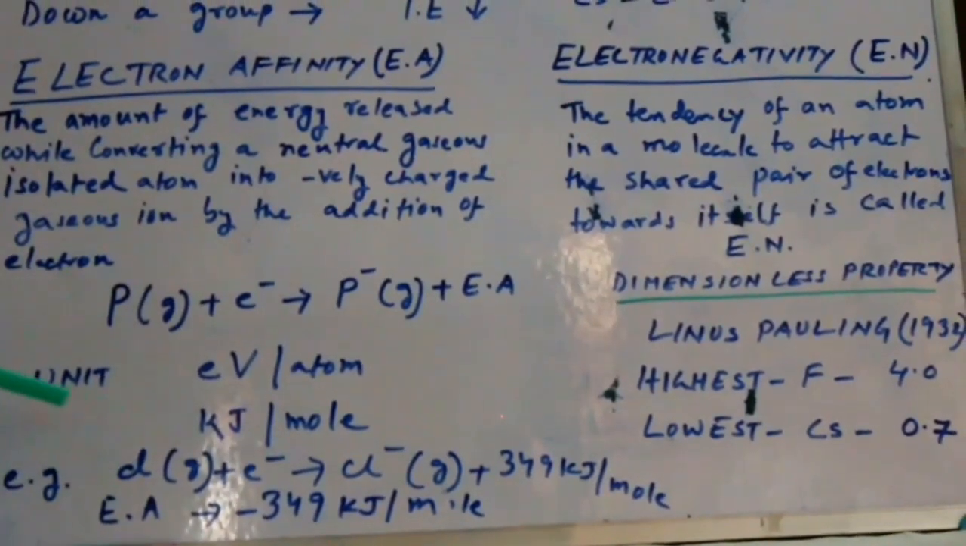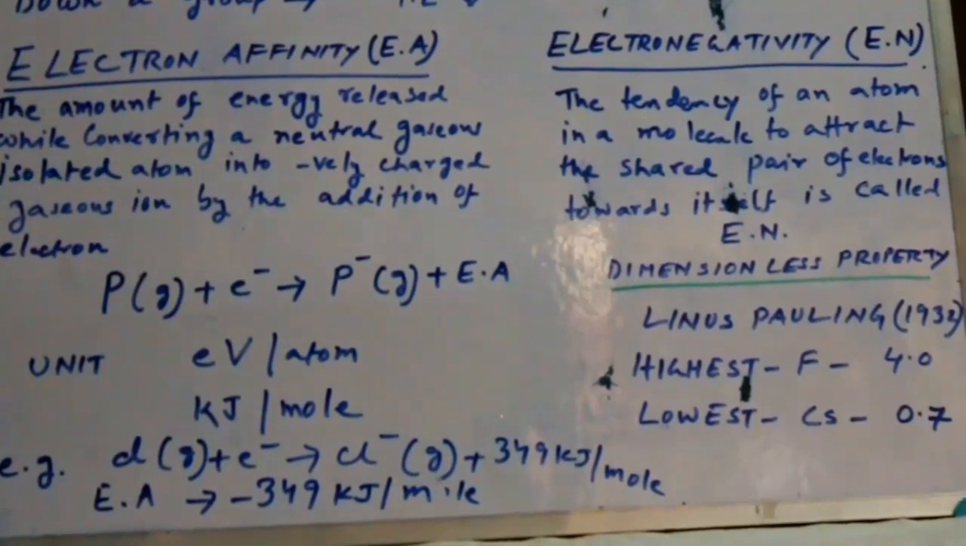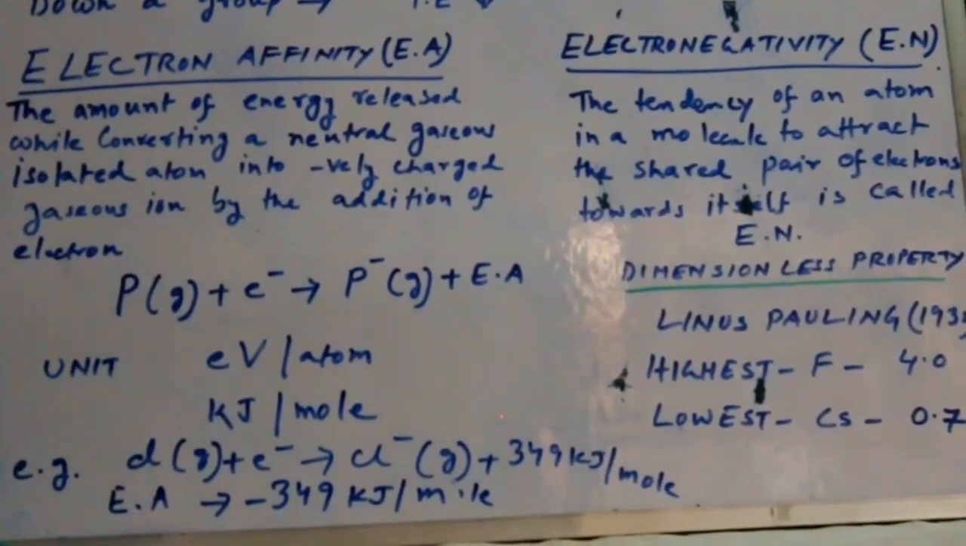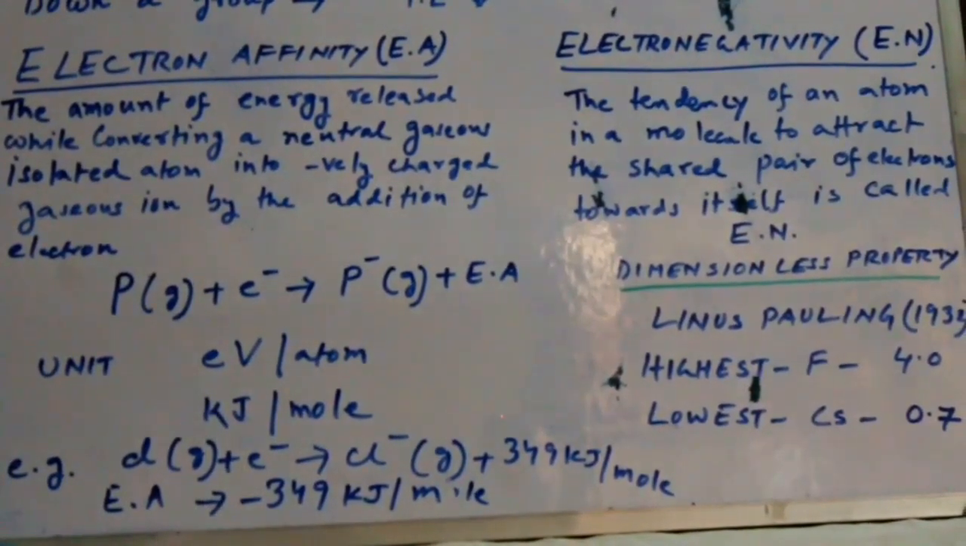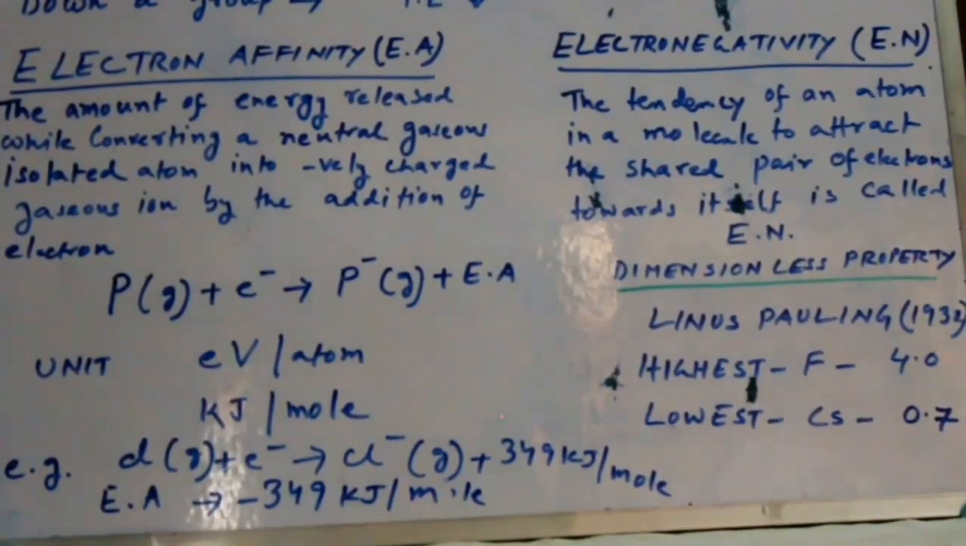Here we have an example: chlorine gas plus electron gives chlorine ion, and we have 349 kilojoule per mole released. Electron affinity of chlorine will be minus 349 kilojoule per mole. This is very, very important. The sign is always minus.